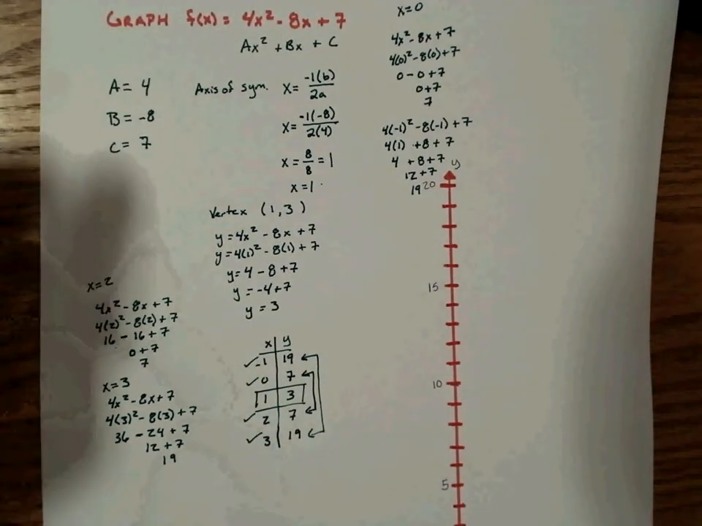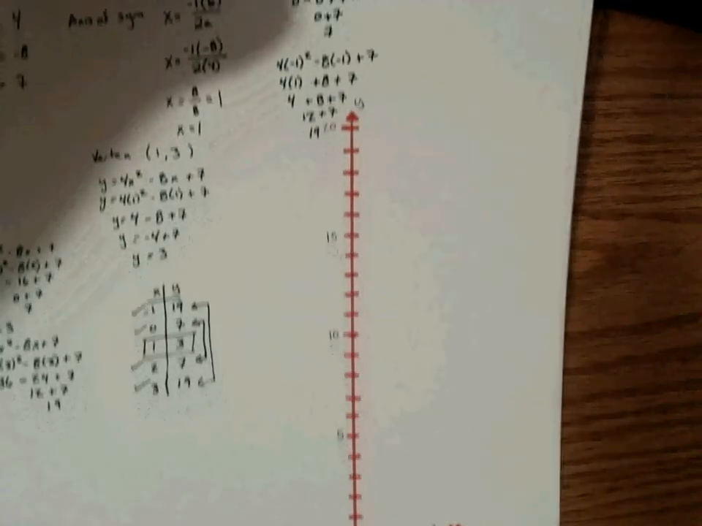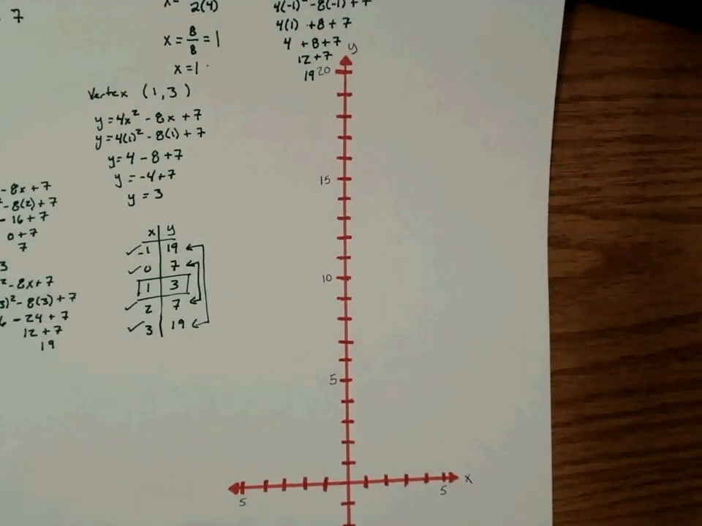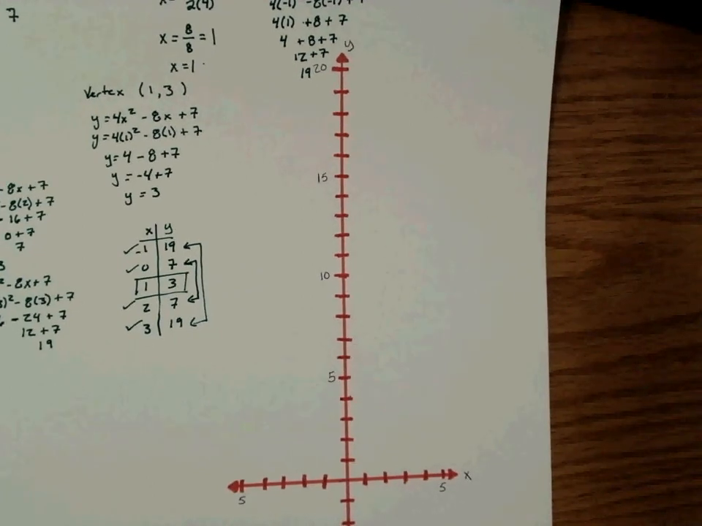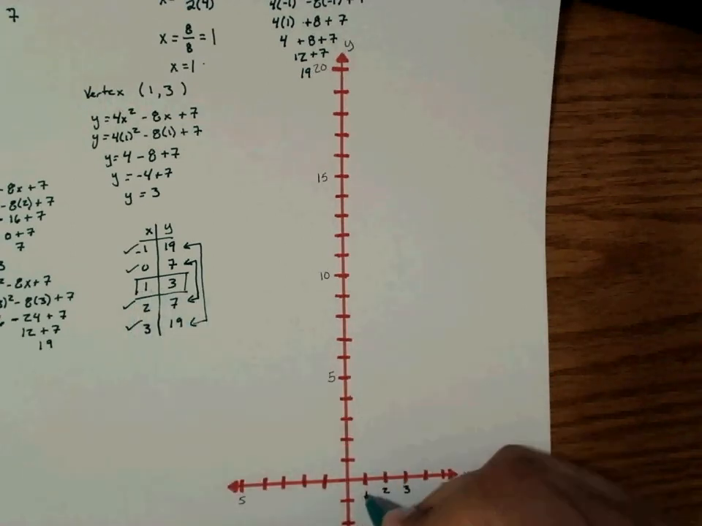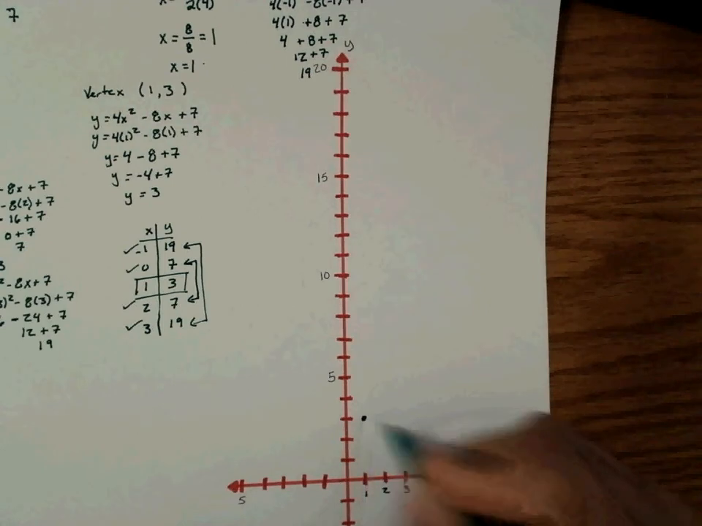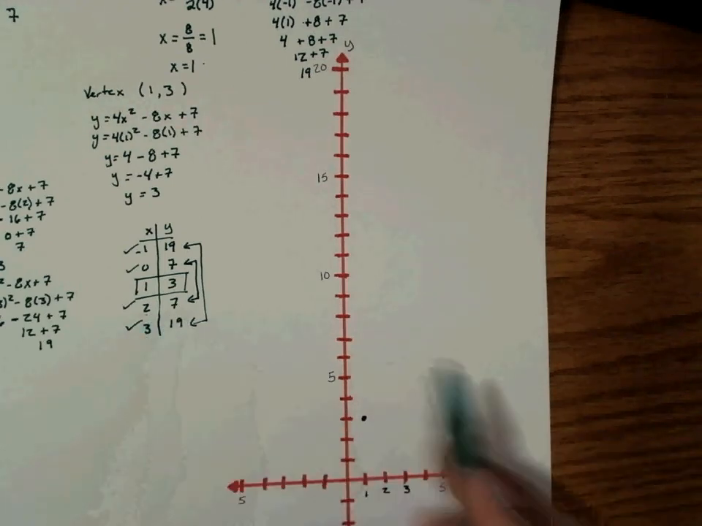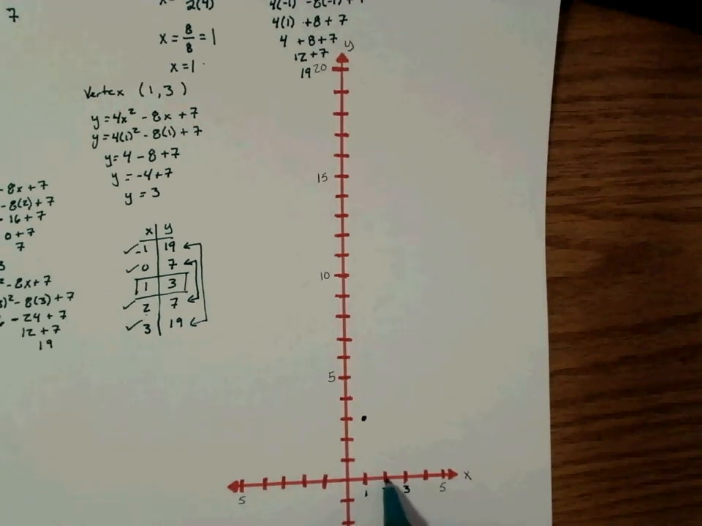So now what we're going to do is plot our points. So I'm going to go to my table. I'm going to slide this up. There goes our nice little coordinate plane. So I'm going to plot my vertex first. So we have 1, 2, and 3. So we have 1, 3. So I go to 1 on x, and go up 3. I'm going to go 2 on the x and up to 7.